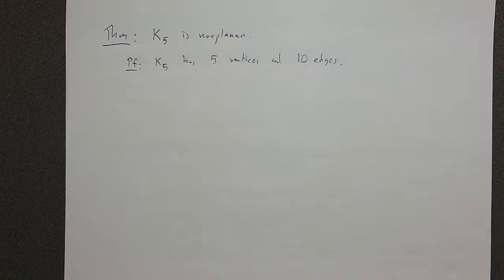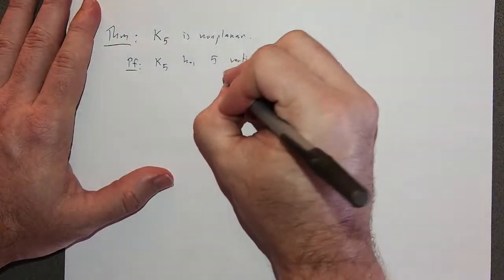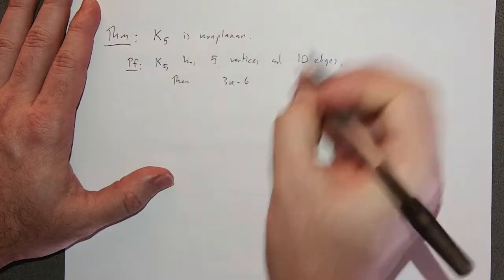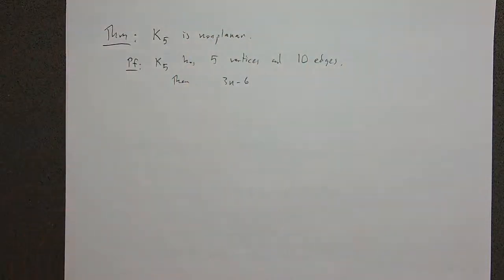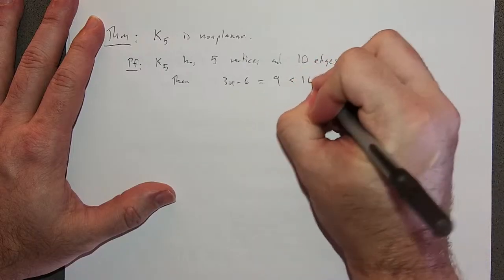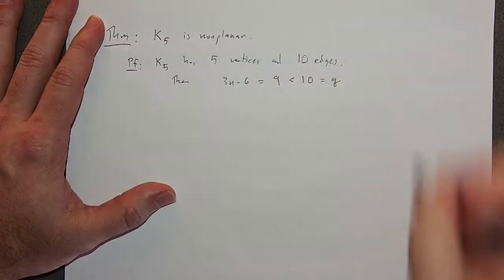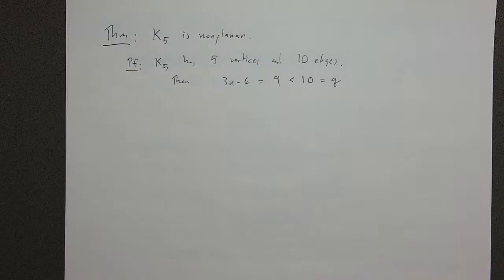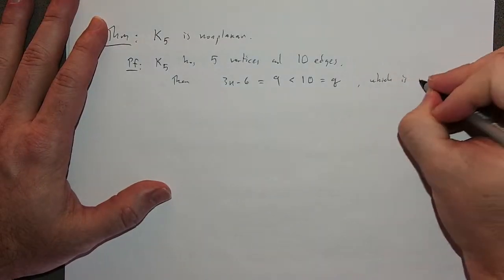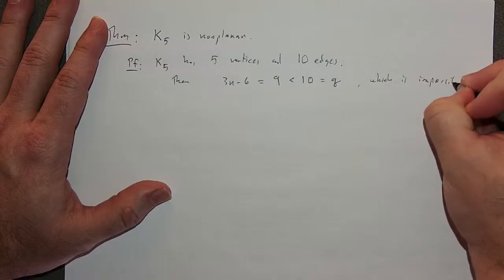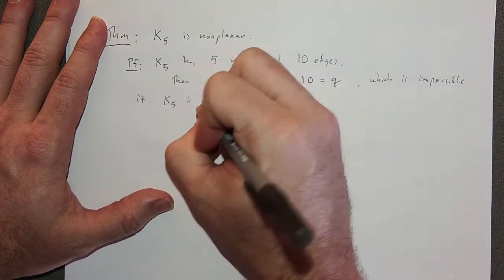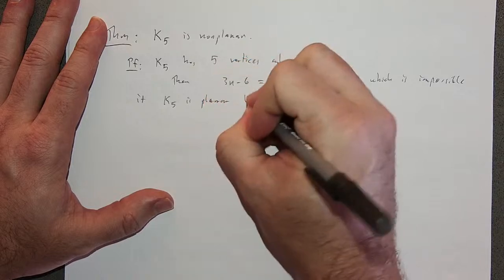Okay. But then 3n minus 6 is 15 minus 6, which is 9, which is less than 10, which is the number of edges here, q, which is impossible if K5 is planar by the previous theorem.